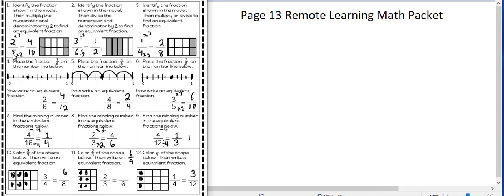But that's not what we want here. So we know that, what do we multiply 3 by to equal 6? We multiply it by 2. So we've got to do that to the top. So that gives us 4/6, because what you do to one, you've got to do to the other. All right. Hopefully that helps you with your equivalent fractions and your fraction work.